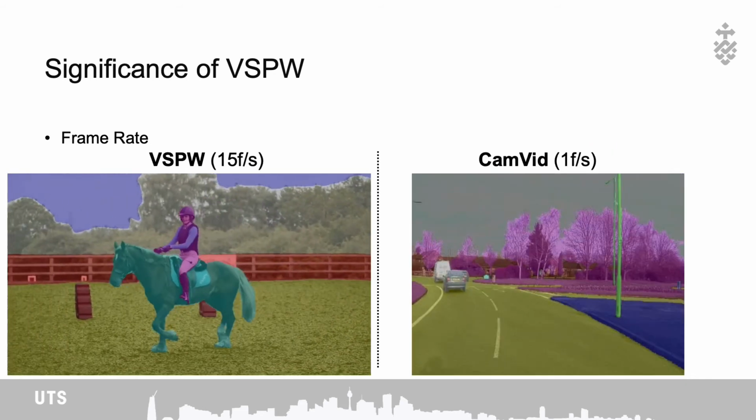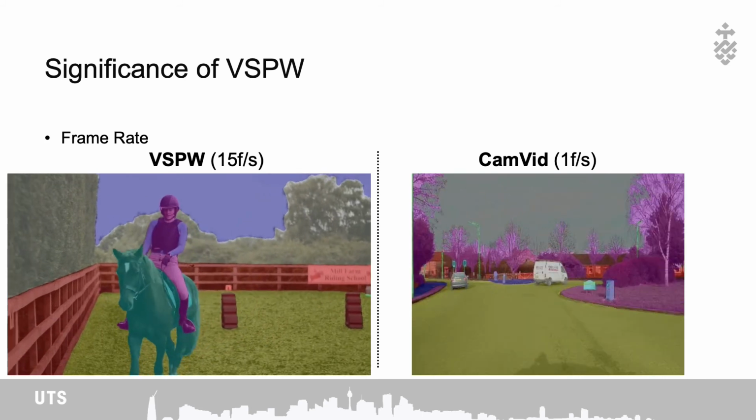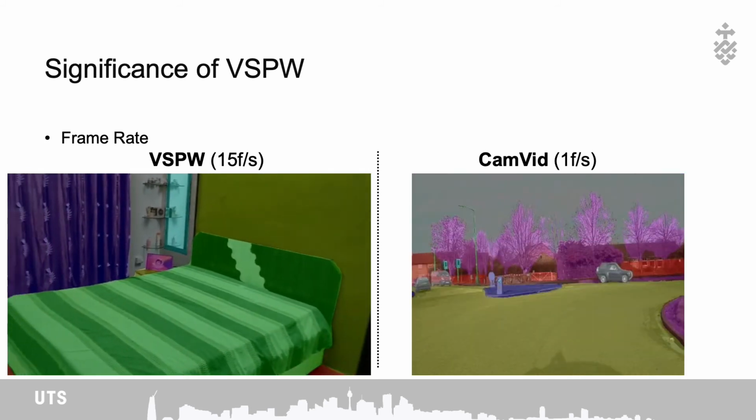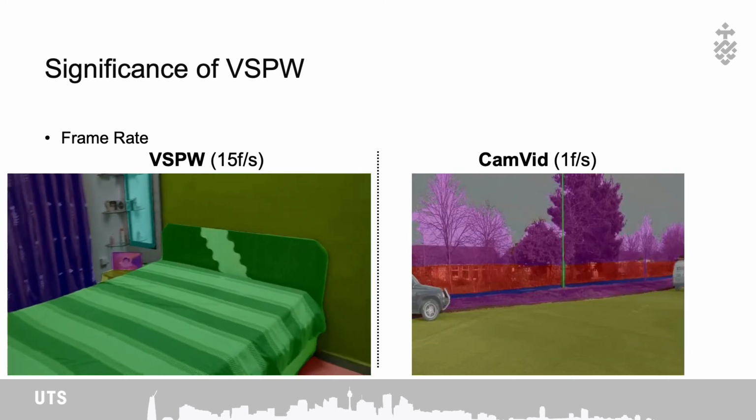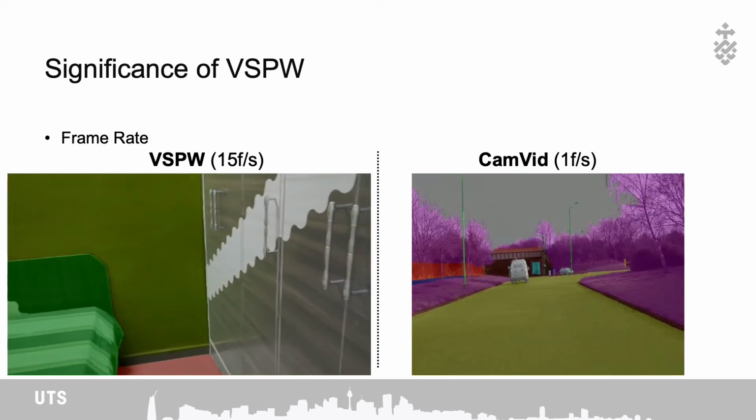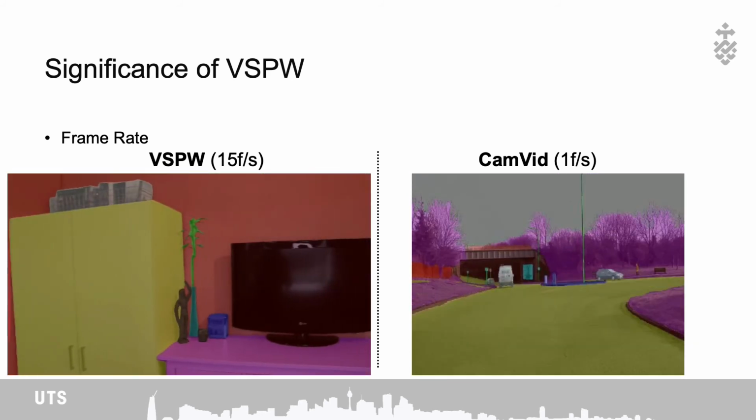These two videos show the annotation frame rate of VSPW and CamVid, and VSPW has a much larger annotation frame rate than CamVid.